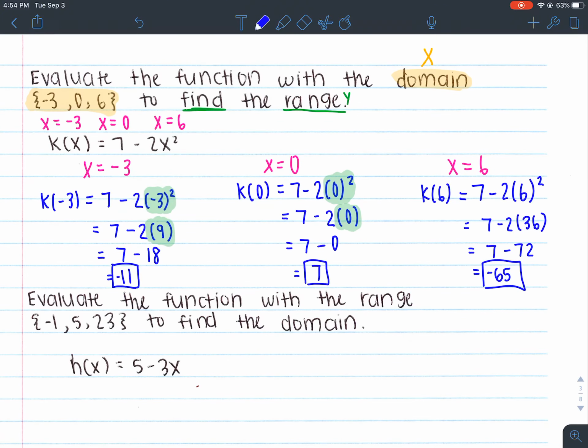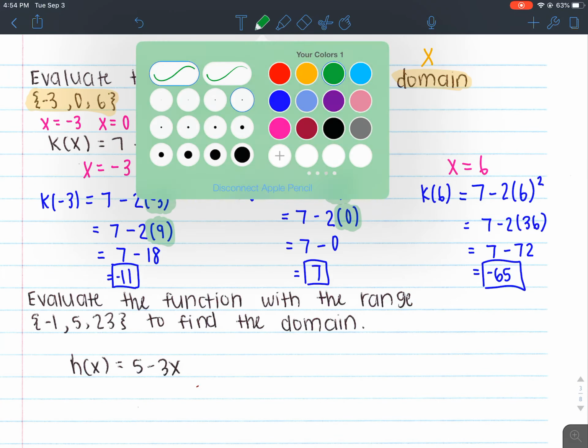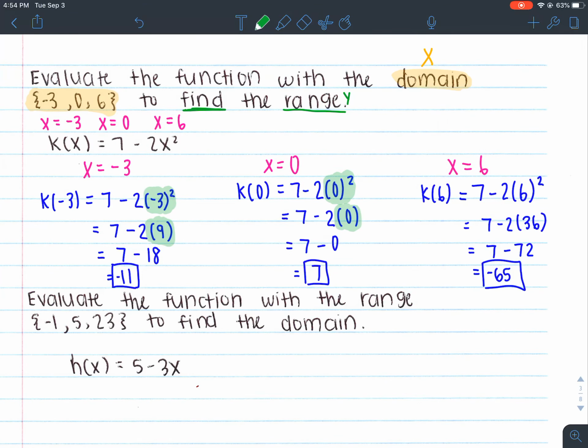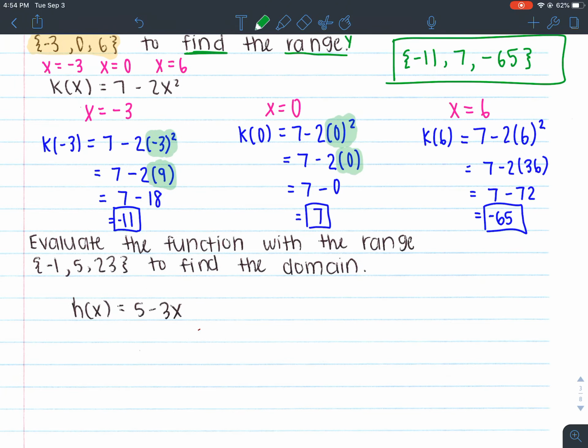So now I have 3 y values, because they gave me 3 x values, and then it spit back out my range, which gave me 3 y values. So I'm going to write that with my curly braces. Just like they gave us the negative 3, 0, 6 in curly braces, I'm going to use curly braces here, and I'm going to list them in the order that I plugged them in. So when I plugged in negative 3, I got out negative 11. When I plugged in 0, I got out a 7. And when I plugged in 6, I got a negative 65. And that's what my range would be. So they gave me a domain, and I'm giving them back a range.